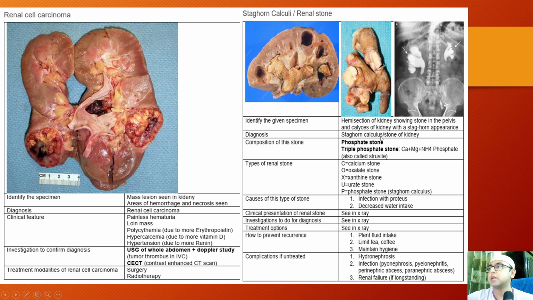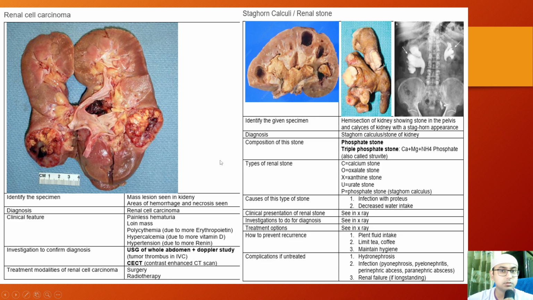Okay, so staghorn calculi means it has a triple phosphate stone, because of calcium, magnesium and ammonium phosphate. It is called a struvite stone, because struvite stone happens due to Proteus bacteria. It has been seen that if infection of the Proteus happens, then staghorn calculi or struvite stone is formed, because it has triple phosphate: calcium, magnesium and ammonia, sorry.